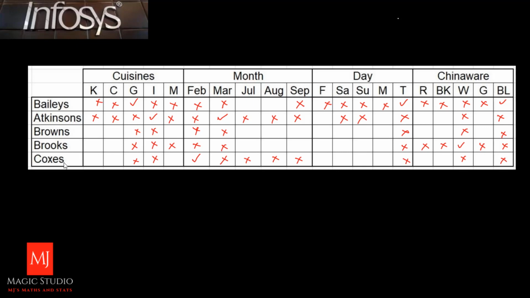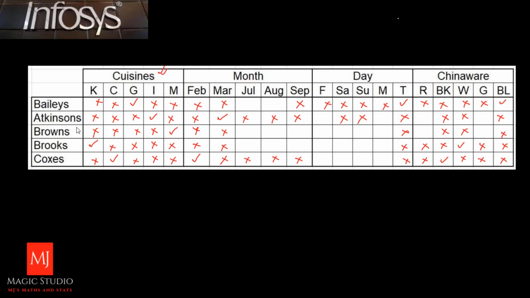Coxes serve continental in black. Coxes are serving continental in black. Coxes are serving in black. That was blue, this is black. So again, if we look at only the cuisine, the Mexican column is vacant with 1 box for Browns. Then obviously Browns are serving Mexican, and then Brooks are serving Korean. This particular grid is done.